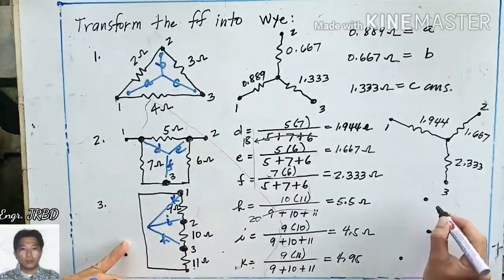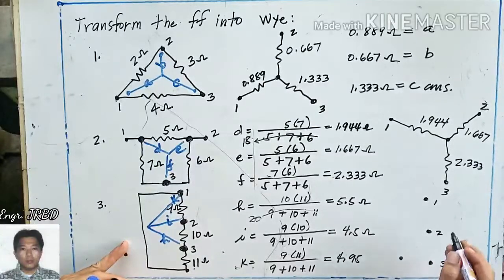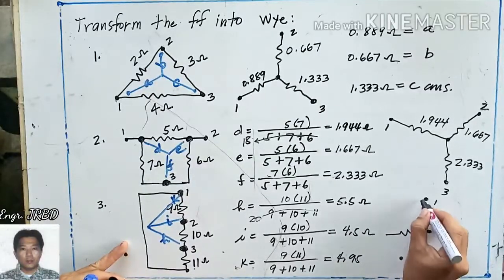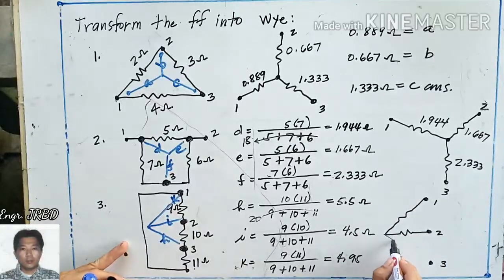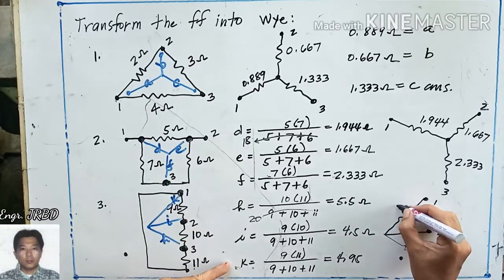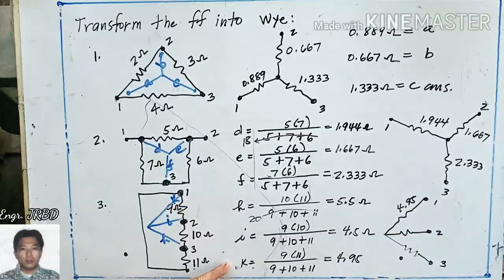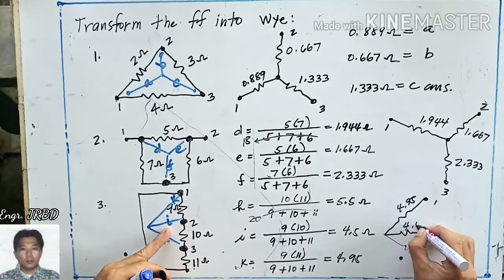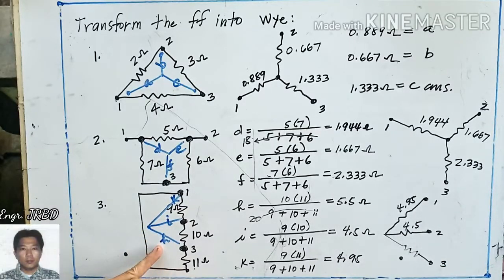1, 2, 3. Alright? This is your K, 4.95. This is your I, 4.5. And this is your H, which is 5.5. Okay, that is for delta to Y. Okay, let's have your Y to delta.